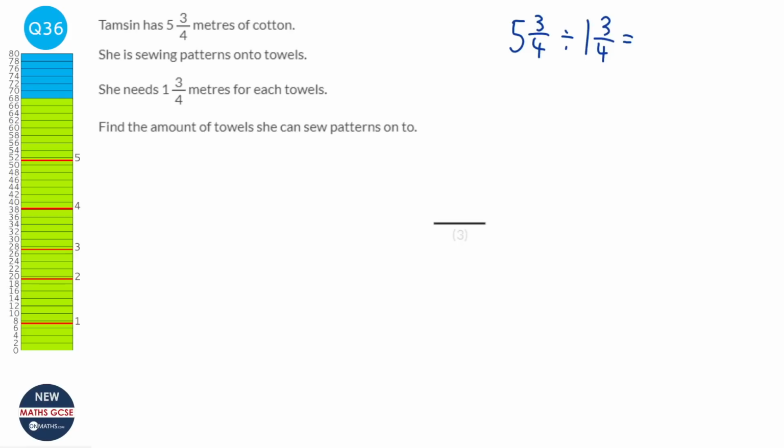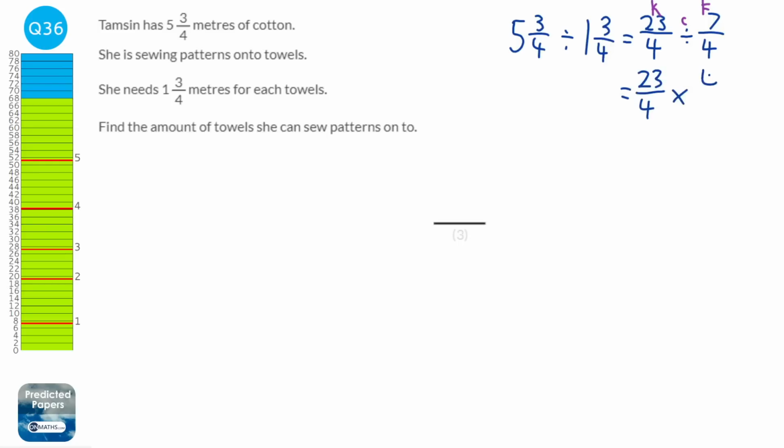So we times the 5 by the 4 and add it to the top, which will be 20, and then add the 3 to get 23, and then do the same. 1 times 4 is 4, plus 3 is 7/4. Now a little trick here is KFC. We keep the first fraction, we flip the second fraction, and we change the divide sign to a times sign. So we're going to keep this first fraction as it is, change that divide to a times, and flip the second fraction.